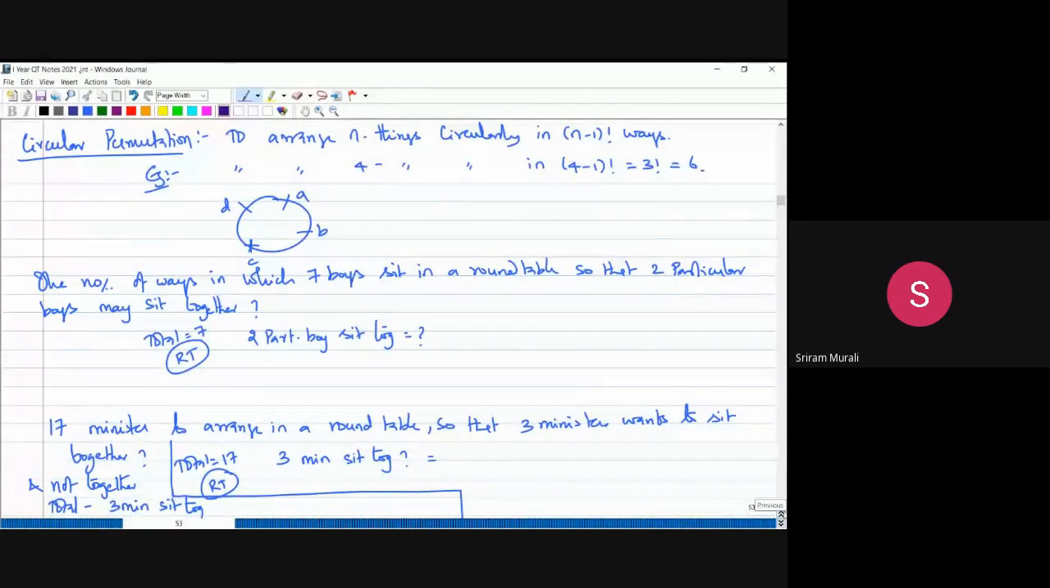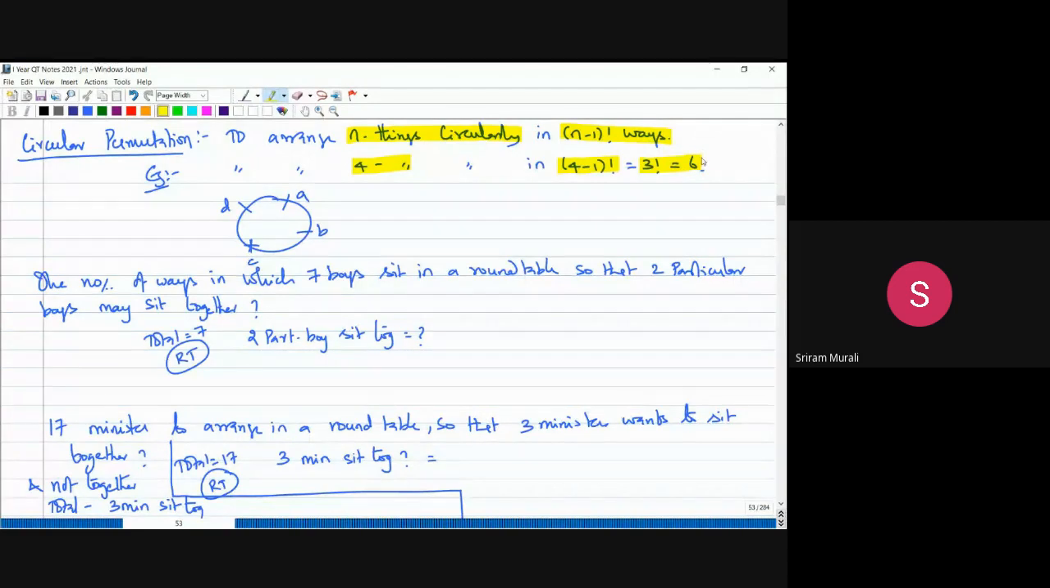So circular permutation: to arrange n things circularly can be done in n minus 1 factorial ways. Example, to arrange 4 things, it can be done in 4 minus 1 factorial, that is 6.